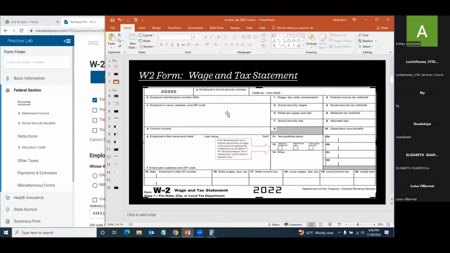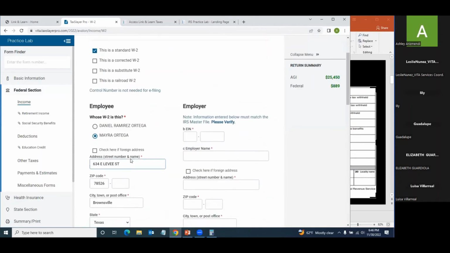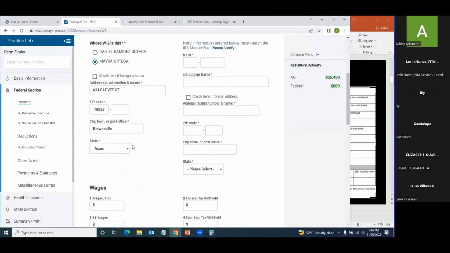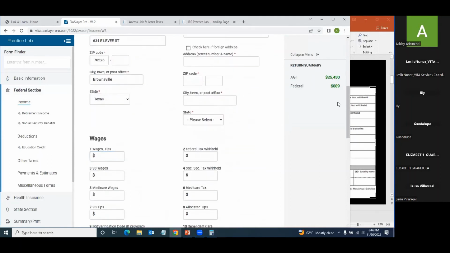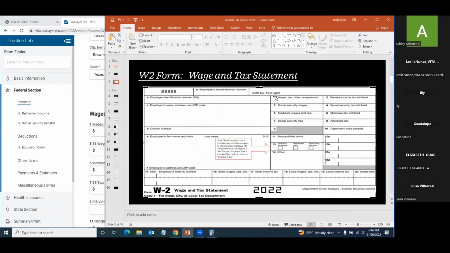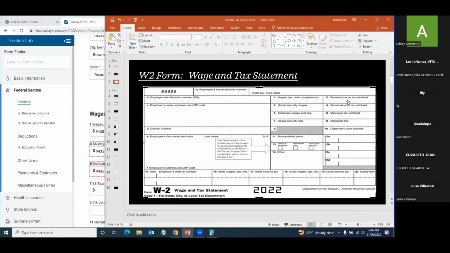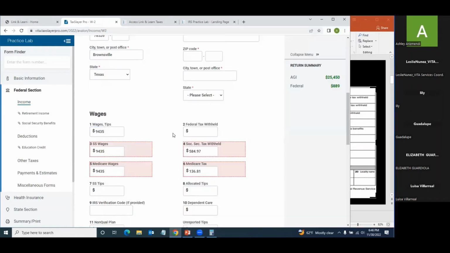Okay, so this is the W-2 form, and this is the one that we're gonna go on. So we're gonna put it for, let's say, the wife, Myra Ortega. So of course, the address is gonna stay the same because we're gonna go by what's on the W-2. Since I don't have the information on here, I'm gonna show you. The wages and tips, we're gonna get it from box 1. We're gonna put 9,435. Her federal income tax would be here in box 2. We're gonna put 110.